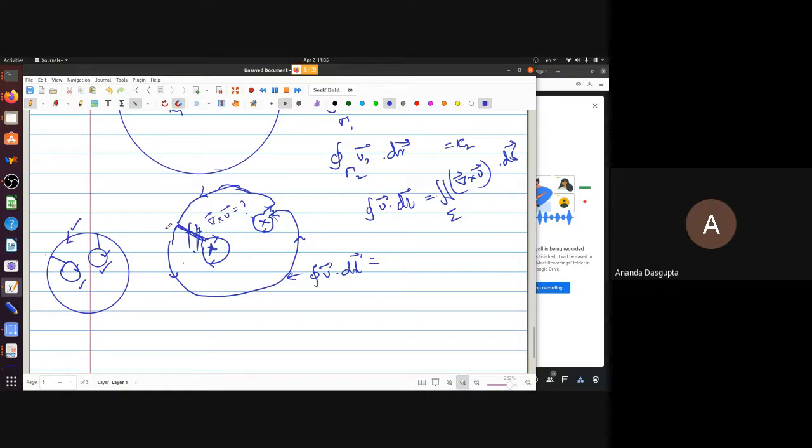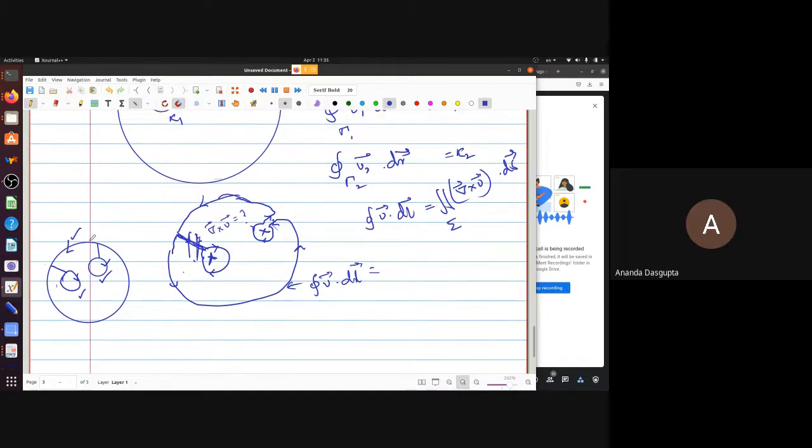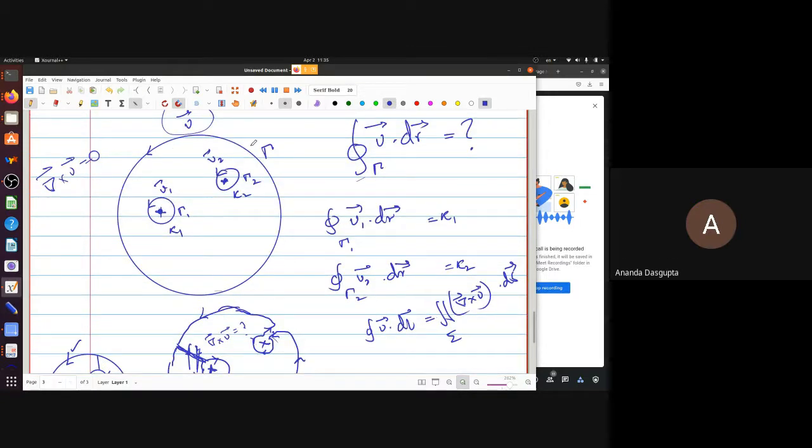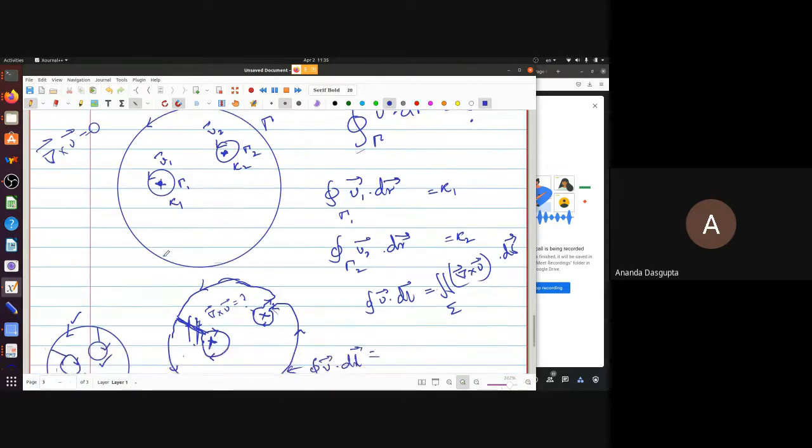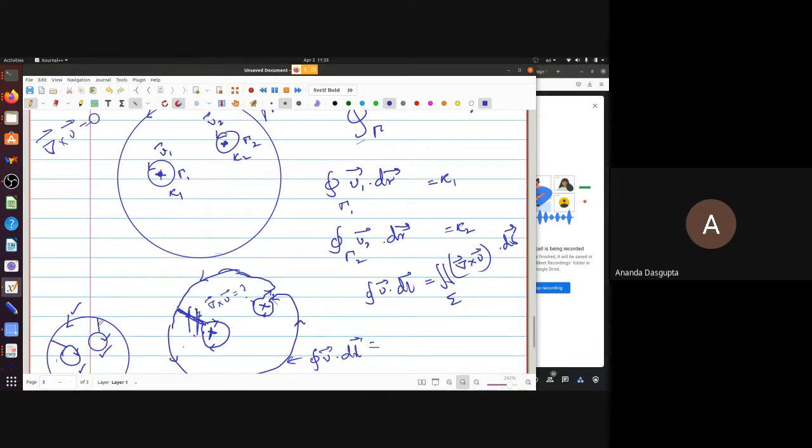Yes? Come on, you worked it out right now. What is the circulation for this? 0. So what is the sum of this circulation and this circulation and this circulation? 0. Right? Which means that the circulation over the bigger loop is actually the negative of the sum of these two inner circulations, right? Yes, sir.